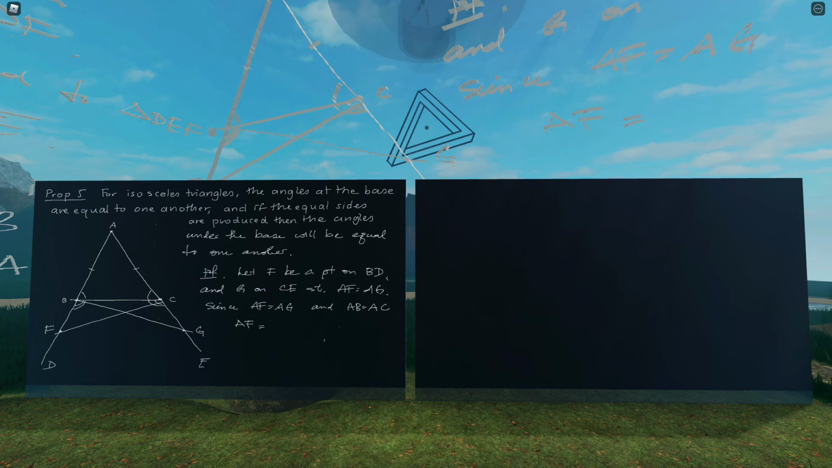Wait, isn't that what we just said? Sorry, I'm reading this. I haven't read this before. I'm getting a little bit confused by what they're saying. I'm just going to follow it, and maybe you guys tell me if it doesn't make any sense. All right. So FA and AC are equal to GA and AB. So they also encompass a common angle FAG.